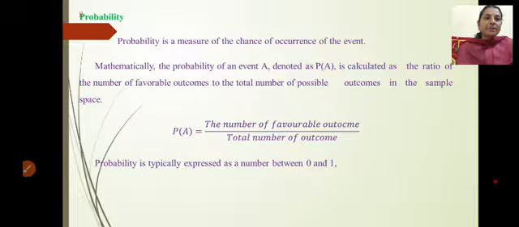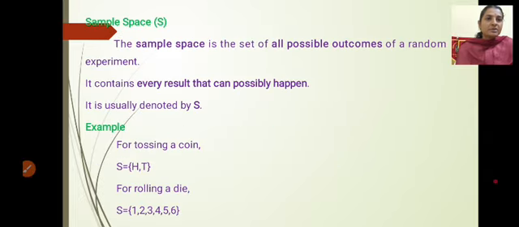Mathematically, the probability of event A, denoted as probability of A, is calculated as the ratio of the number of favorable outcomes to the number of possible outcomes in the sample space. The formula for probability is the number of favorable outcomes divided by the total number of outcomes. Probability is typically expressed as a number between 0 and 1.